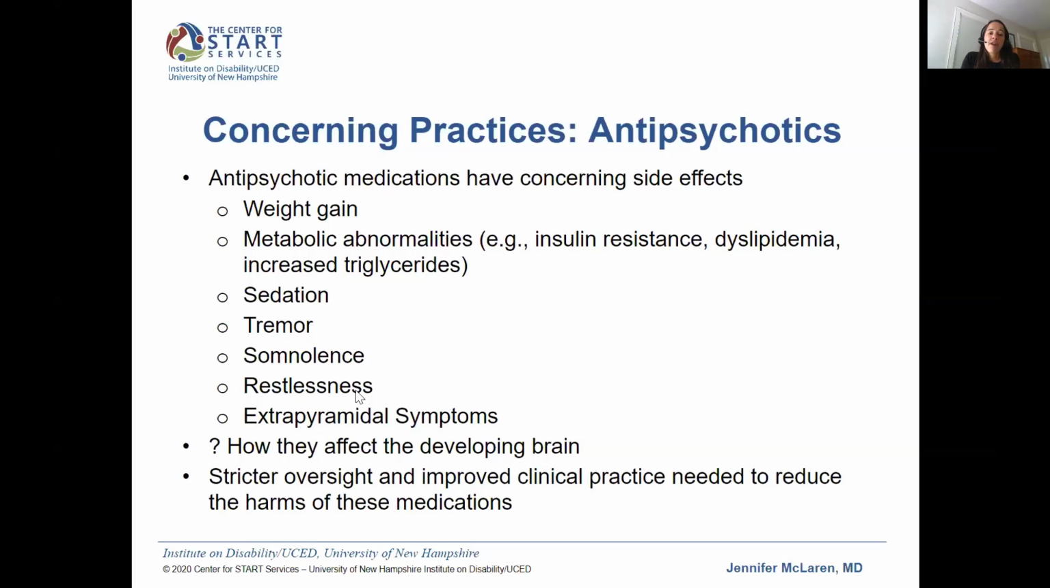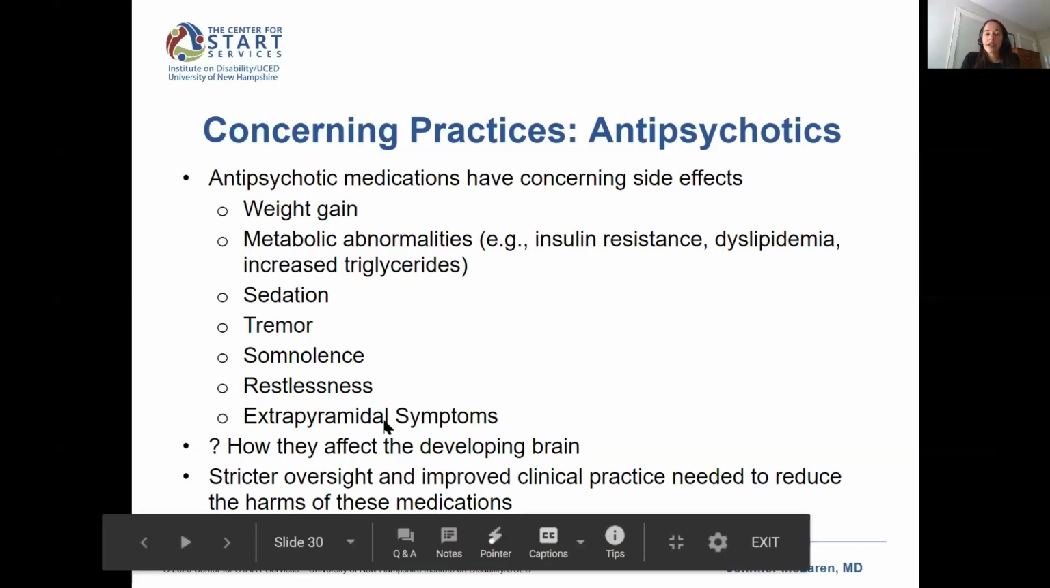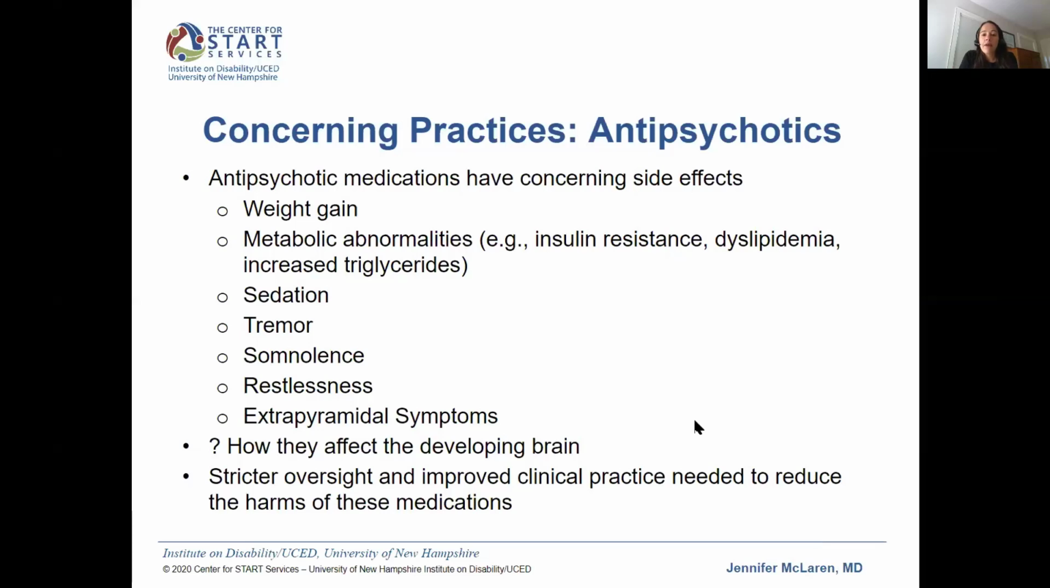And then extrapyramidal symptoms, which can be quite concerning, such as tardive dyskinesia. We have very little evidence to know how these medications affect the developing brain in terms of the neurodevelopment of children. And certainly we need stricter oversight and improved clinical practice to reduce the harms of these medications.